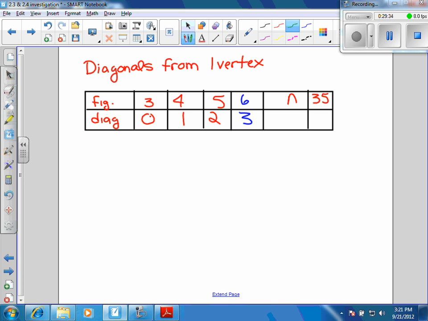Okay, so I'm never going to draw a 35-sided polygon. Yeah, Josh. There's a place for you to do this in your packet. It's problem 3 on page 115. So this is page 115, problem 3.